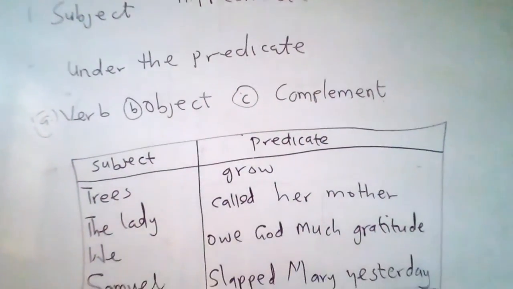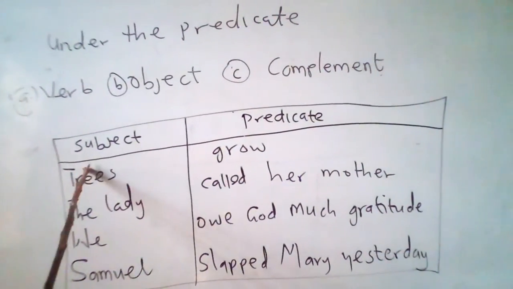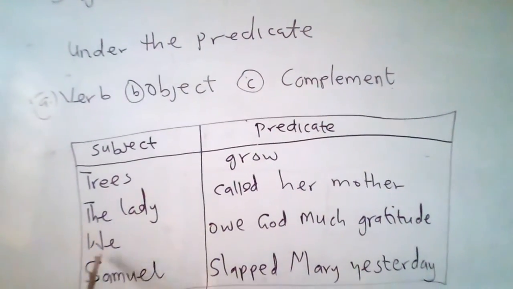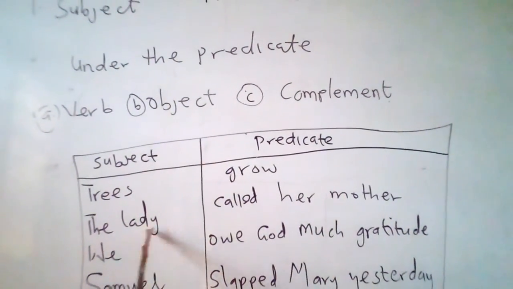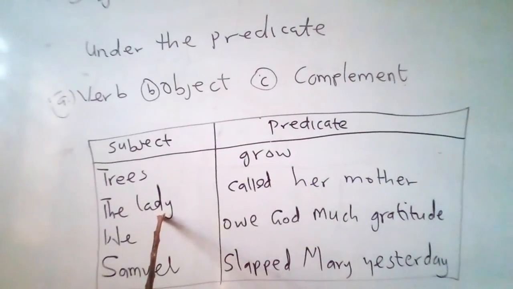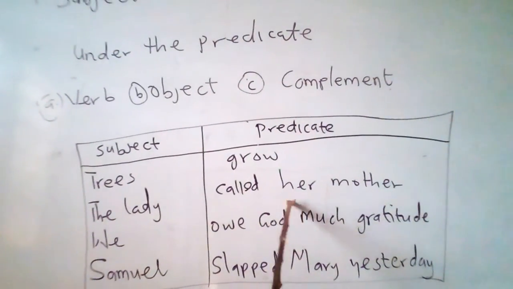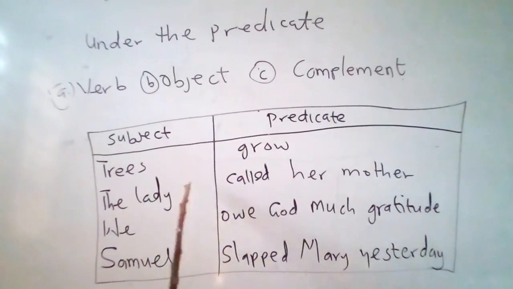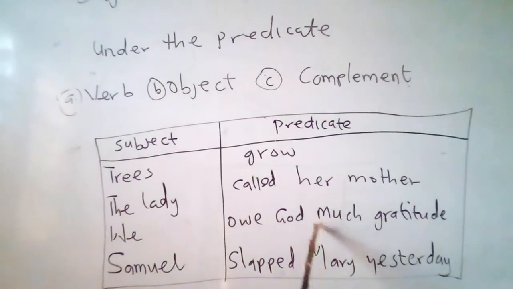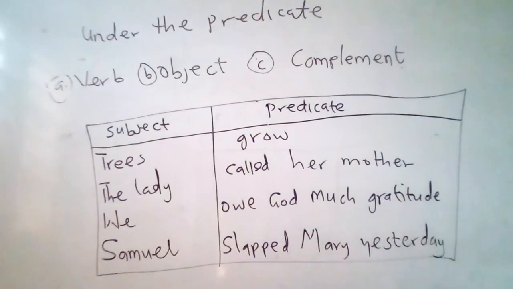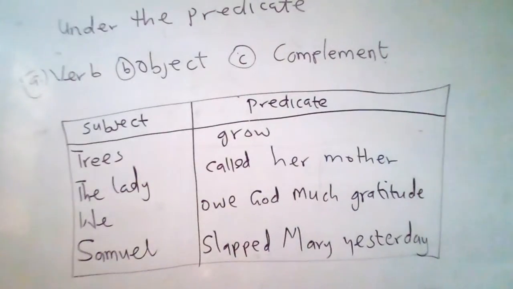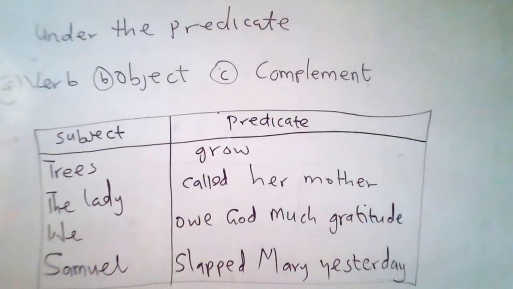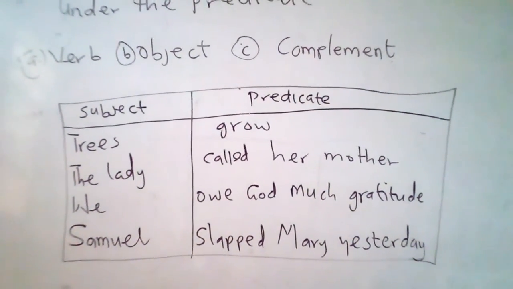The predicate. Trees grow. Trees, subject; grow, predicate. The lady called her mother. The lady, subject; called her mother, predicate. We owe God much gratitude. Samuel slapped Mary yesterday. So if you are able to identify the subject, you'll be able to identify the predicate too.